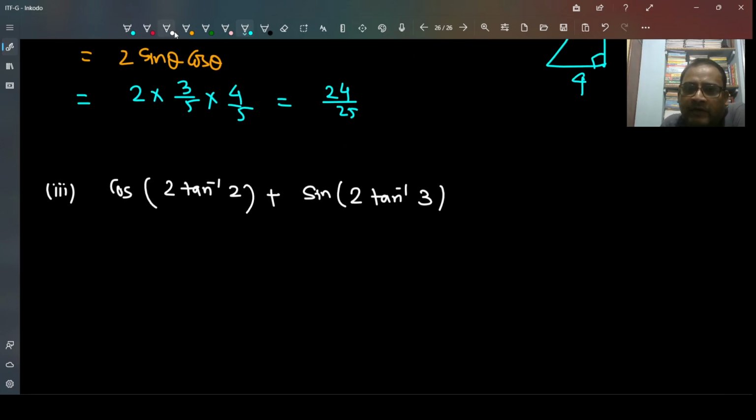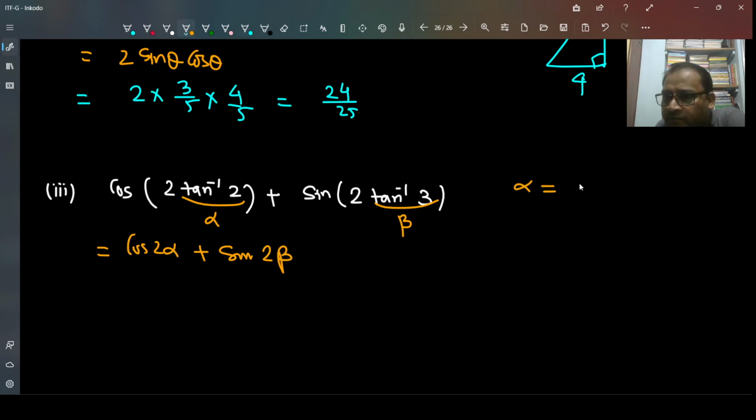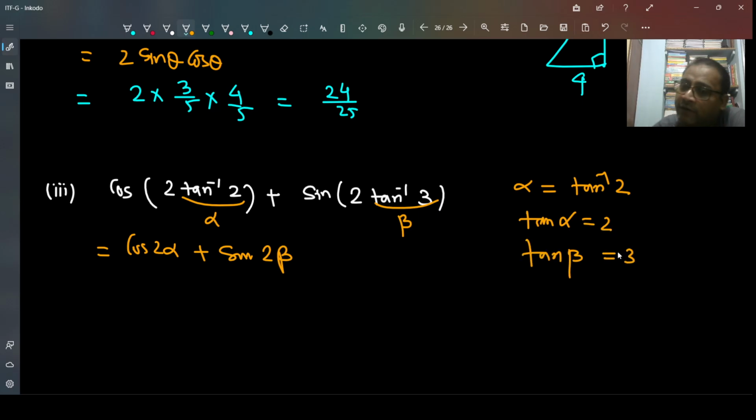Here tan inverse 2 and tan inverse 3 are present. This angle is alpha and this angle I am calling beta. So it will be cos of 2 alpha and sine of 2 beta. I know that alpha is the angle which is tan inverse of 2, so tan alpha is 2. Similarly, tan beta is 3. So I know the values of tan alpha and tan beta, and the angles are given here as cos 2 alpha and sin 2 beta trigonometric ratios.